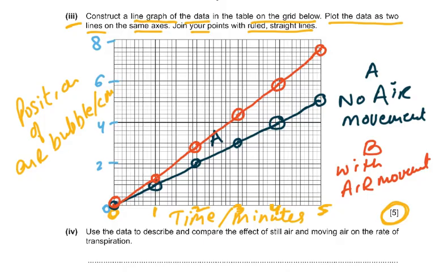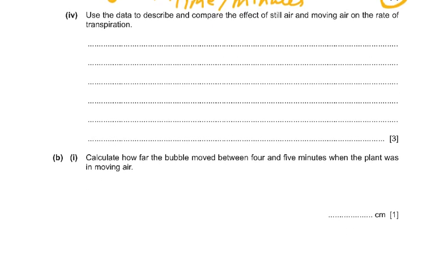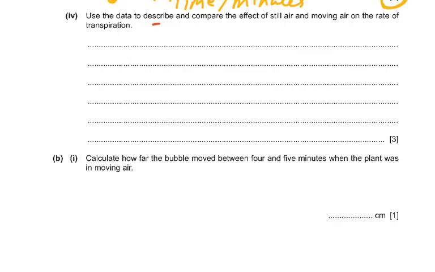Then coming to part 4 of the question, it says use the data to describe and compare the effect of still air and moving air on the rate of transpiration. That's 3 marks, and of course, it's simple. Transpiration rate was faster in moving air, but then you have to use the data to describe. So transpiration was faster in moving air: the bubble moved 7.6 centimeters in the 5 minutes, and the bubble moved 5 centimeters in the 5 minutes in still air. When it says use the data and compare, you have to refer to the data.